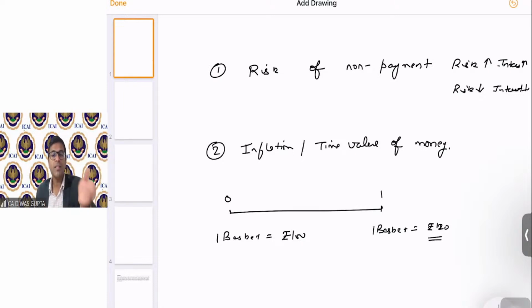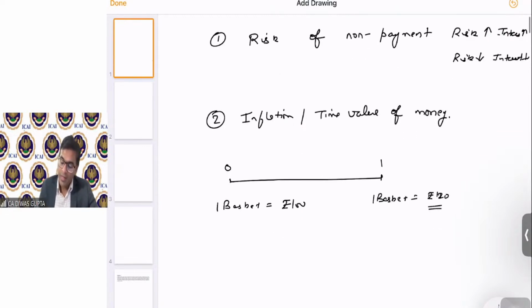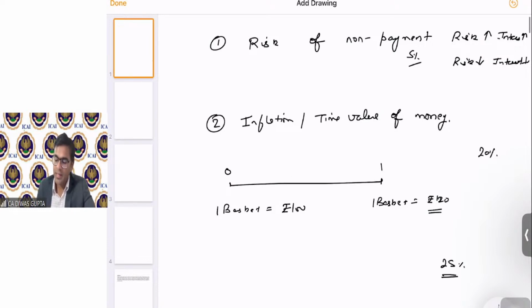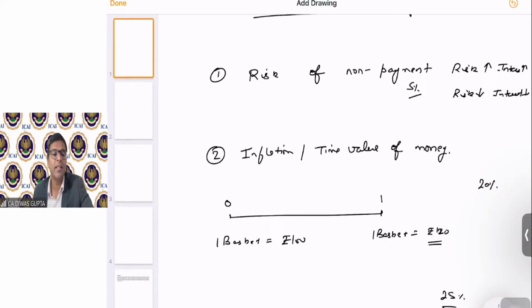To cover up for this loss in the value of money, the interest is charged, because now while charging the interest, the lender will say that 20% I have lost on account of inflation. So you need to pay me that. Plus another 5% I want for risk that I am undertaking. So let's say 20% here and another 5% here. So in totality, 25% will be charged by the lender, students. I hope the understanding of why interest is paid is clear till now.